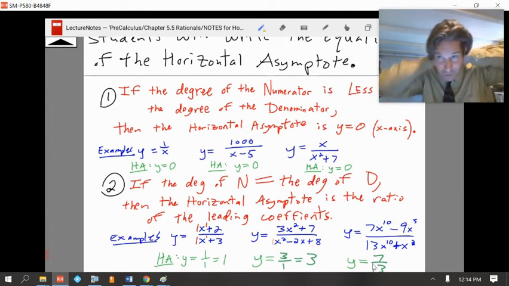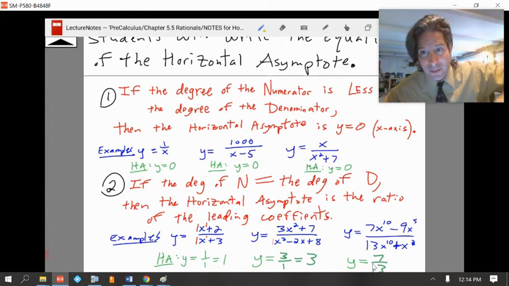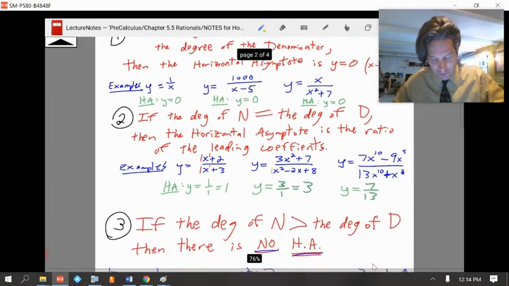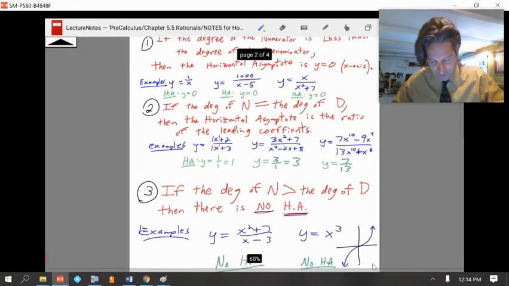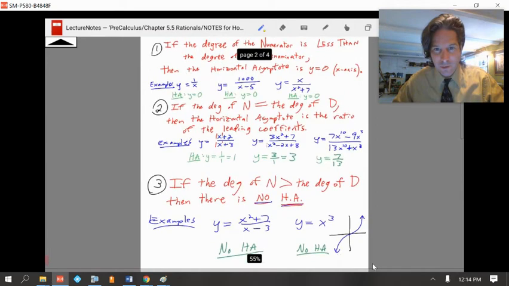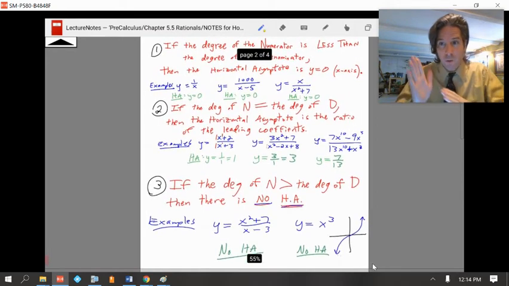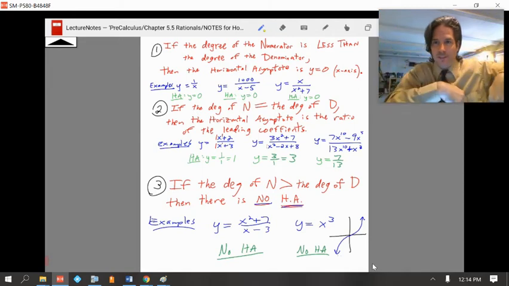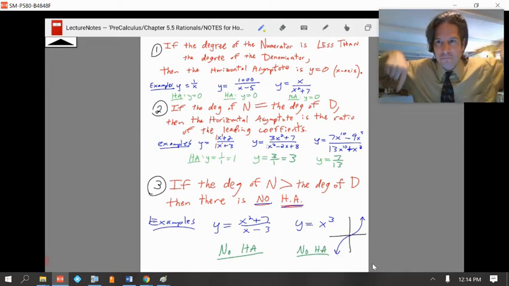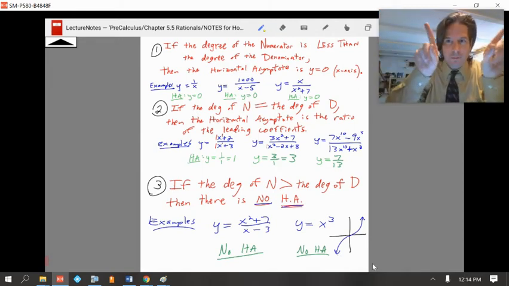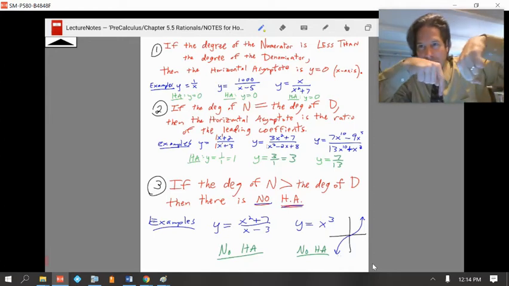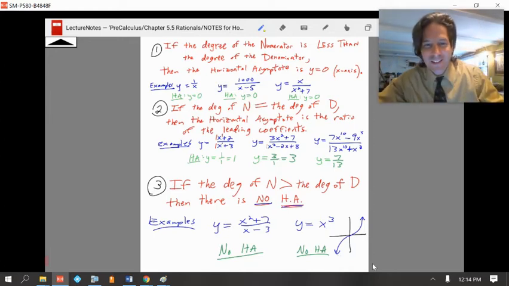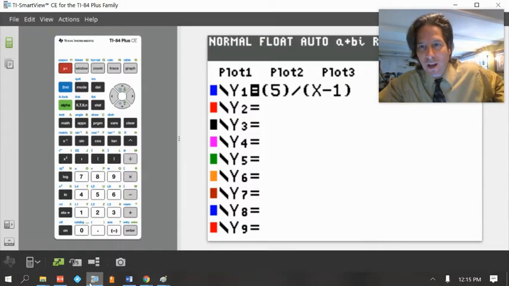So what if the degrees become the opposite? The numerator grows faster than the denominator. So this was this last example. This is when you have no horizontal asymptote, okay? This is when your graph will go up towards infinity, or it'll go down to negative infinity. Down, up. Down. Anyway, so what I thought might be helpful is to actually see some graphs.